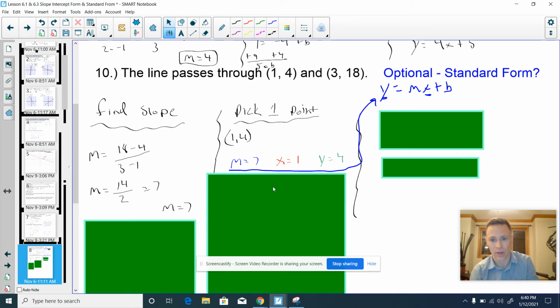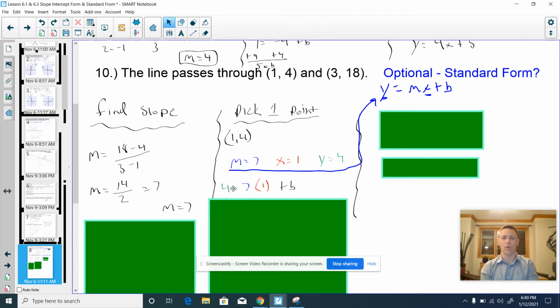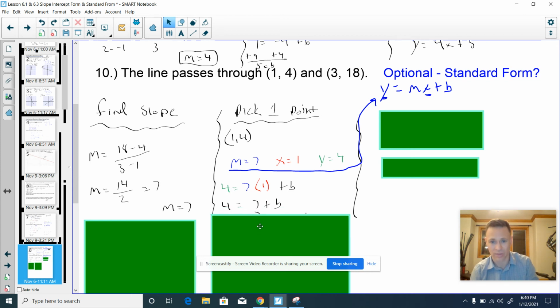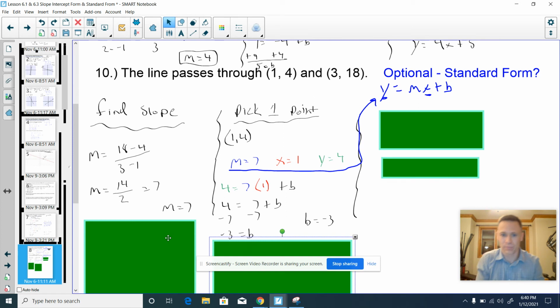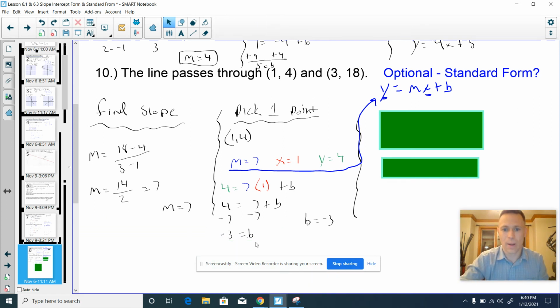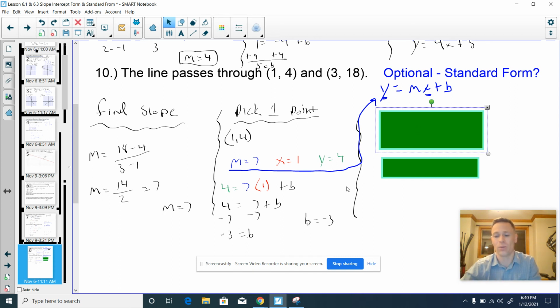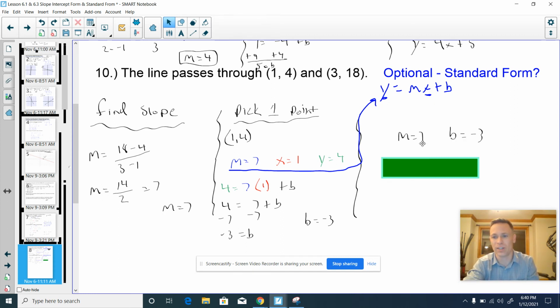All right? Looks like 4 is equal to 7 times 1 plus b. Well, 7 times 1 is 7. That's simple. 7 plus b, how do I solve for b? Subtract 7 from both sides. 4 minus 7 is -3. I'm going to get rid of these things here. And so my b is -3. All that work, what did we find out? We found out that my slope was 7. My y-intercept was -3, and that allowed me to write the equation y equals 7x plus -3.